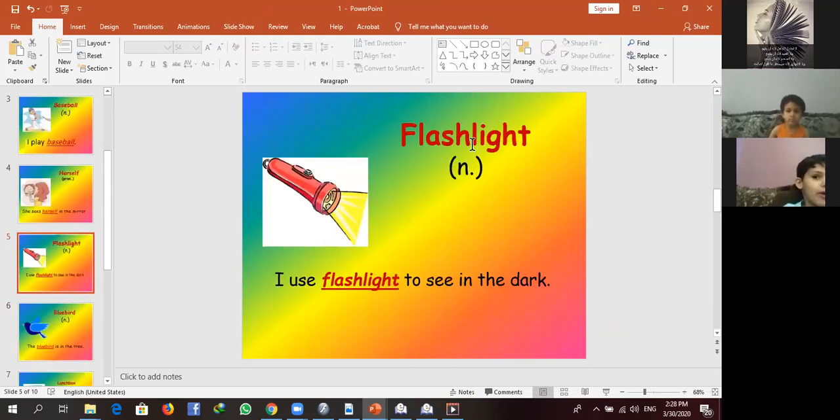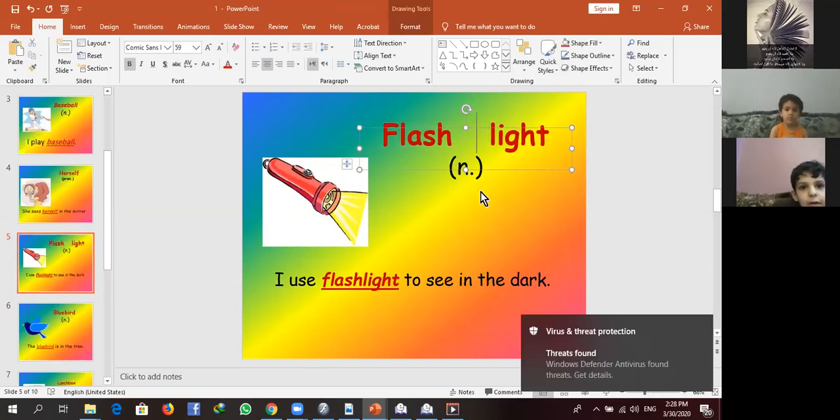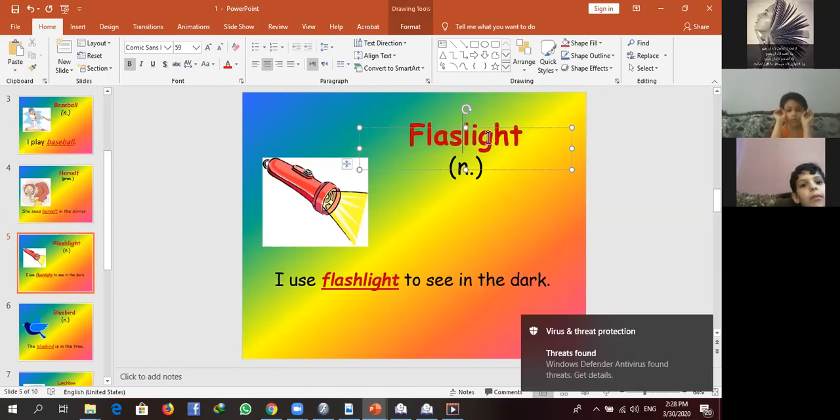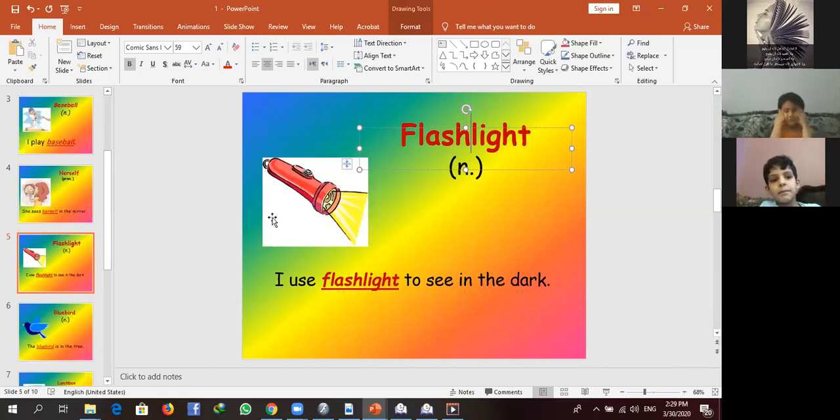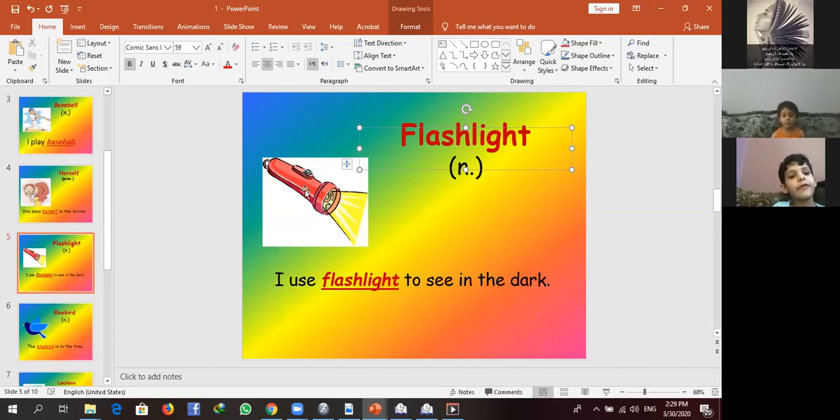Over here, I have the word flashlight. It consists of two words, which are flash and light. If I put them together, it's going to be flashlight. And this is the tool which we call a flashlight. When it's dark and you cannot see anything around you, you have to use the flashlight to light the place around you.